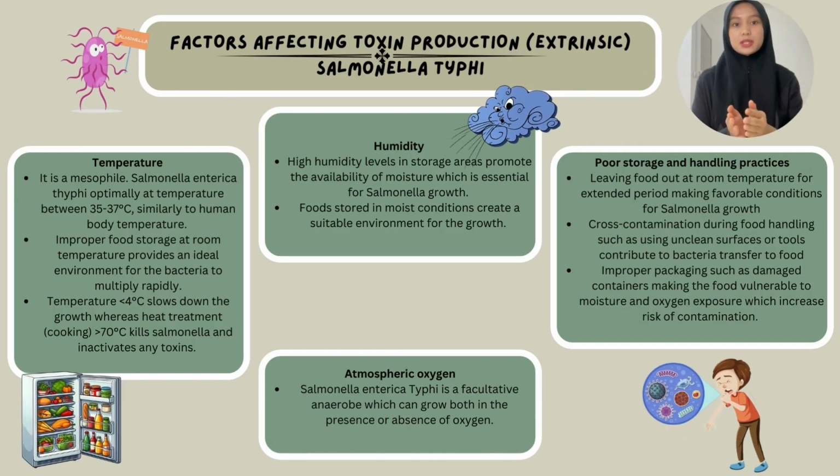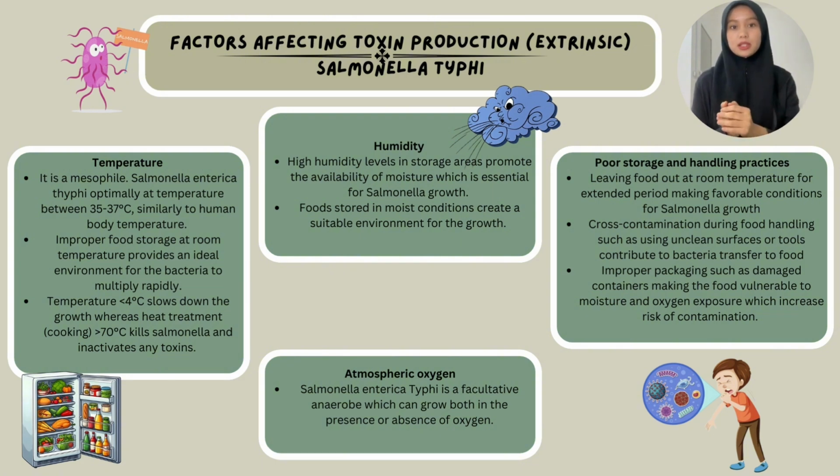Now, I will explain the extrinsic factors that influence microbial toxin in foods, focusing on Salmonella typhii. The first factor is temperature. Salmonella typhii is a mesophile, growing optimally at temperatures between 35 to 37 degrees Celsius, which is similar to human body temperature. So, improper food storage at room temperature allows the bacteria to multiply rapidly. Keeping temperatures below 4 degrees Celsius slows its growth, while cooking above 70 degrees Celsius kills Salmonella and inactivates any toxin.